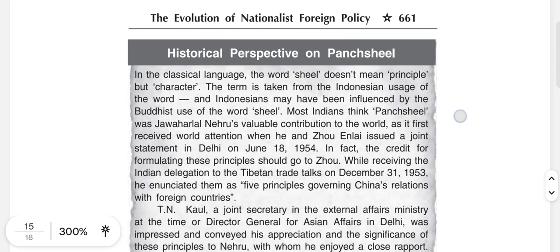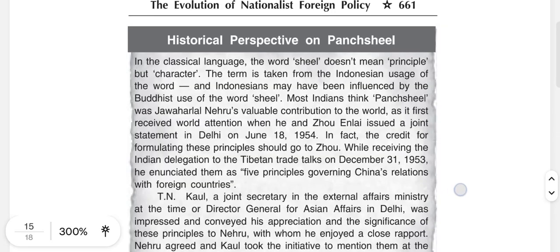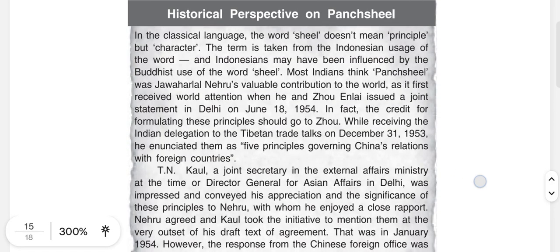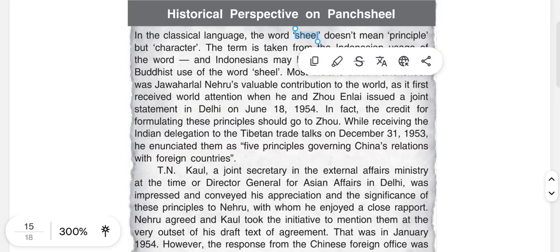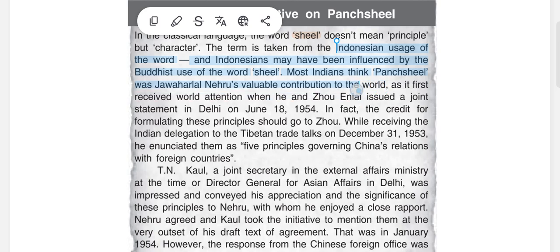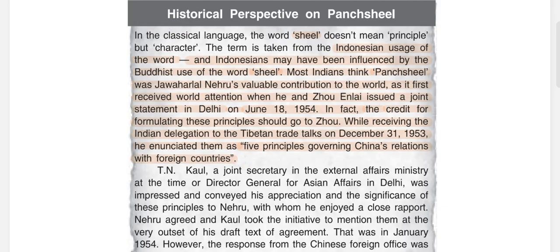The evolution of nationalist foreign policy. 661. Historical perspective on Panchsheel. In the classical language, the word sheel doesn't mean principle but character. The term is taken from the Indonesian usage of the word, and Indonesians may have been influenced by the Buddhist use of the word sheel. Most Indians think Panchsheel was Jawaharlal Nehru's valuable contribution to the world, as it first received world attention when he and Zhou Enlai issued a joint statement in Delhi on June 18, 1954.